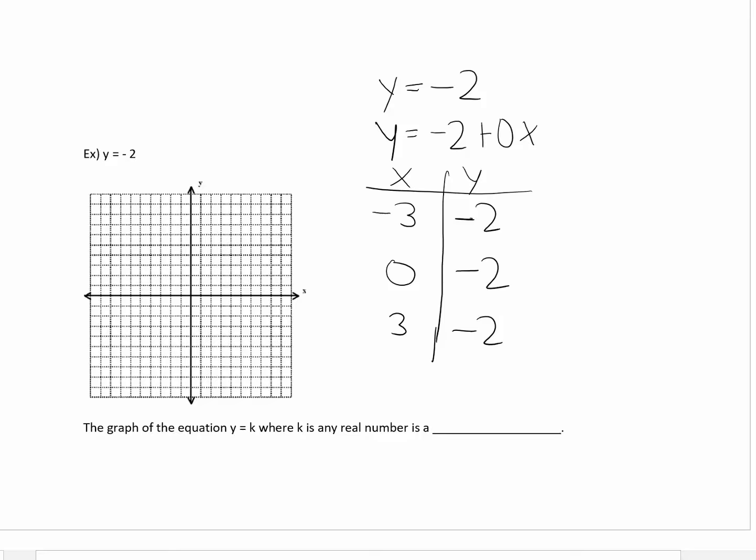All right, so let's plot these points then. So again, my axes are labeled x and y. I'm going to go by ones here. So I'm going to go to the left 3 and then down 2. Okay, 0 and then down 2. And then I'm going to go to the right 3 and down 2. Connect the dots. So we have another special type of line. This is a horizontal line. So the graph of the equation y equal to k, where k is any real number, is a horizontal line.